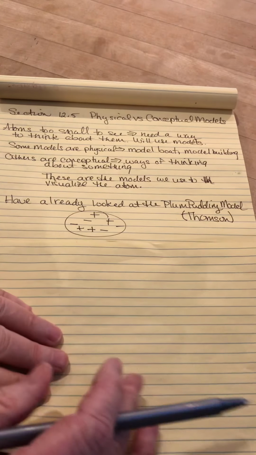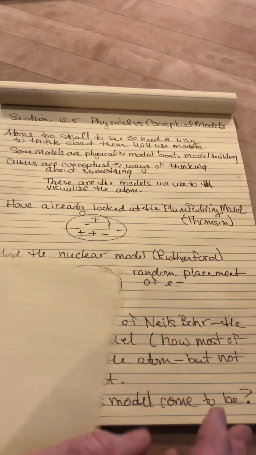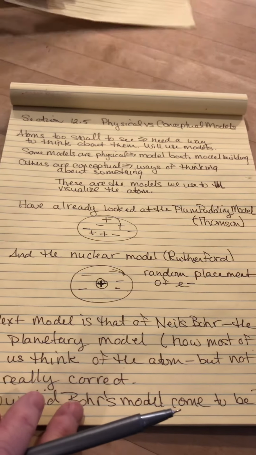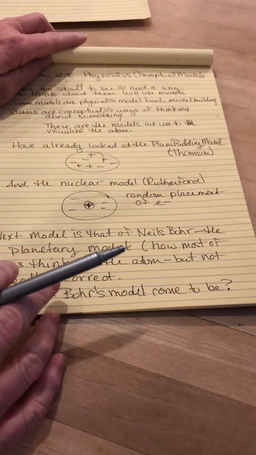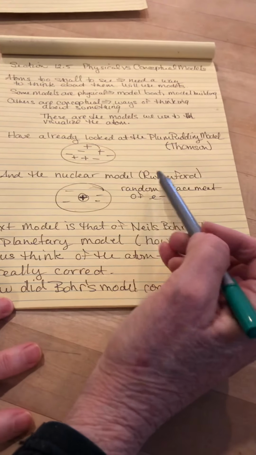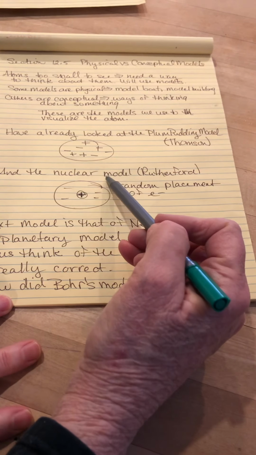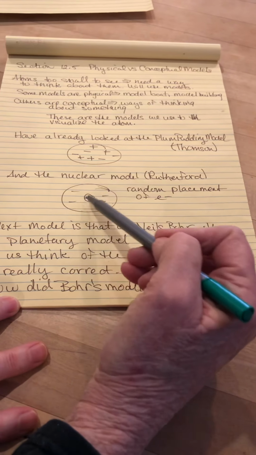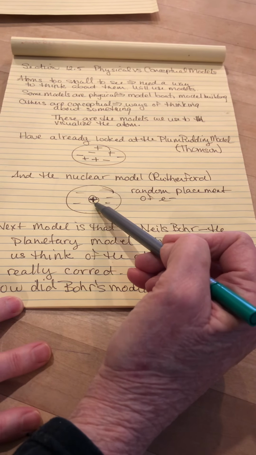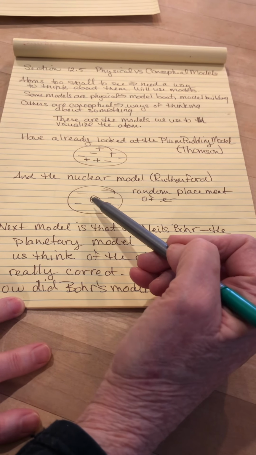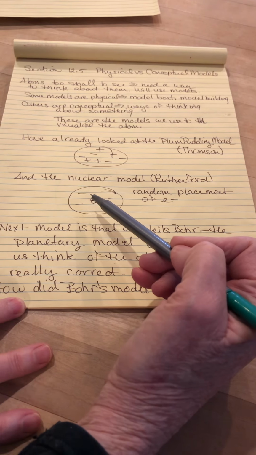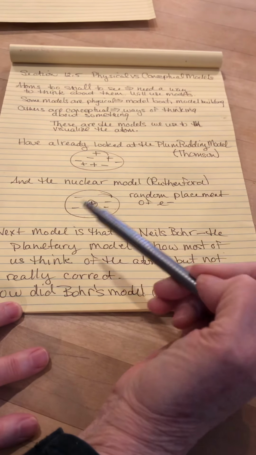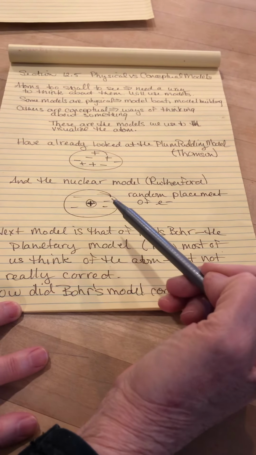That model of the atom was quickly displaced by Rutherford's nuclear model. His nuclear model of the atom, the idea of a nucleus, a dense positively charged core, came about after his gold foil experiment and his interpretation of what he had seen with the gold foil experiment.